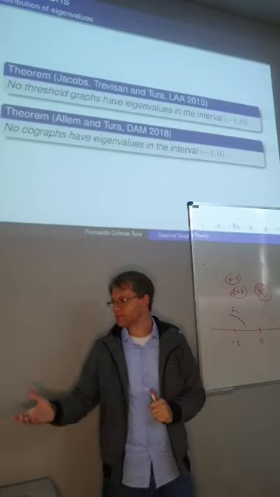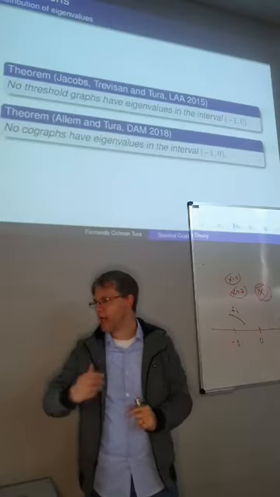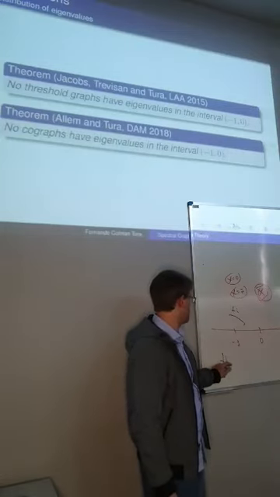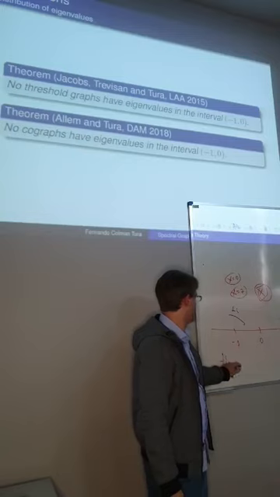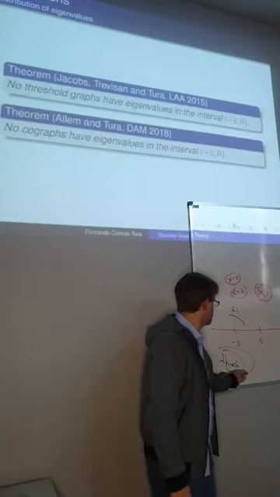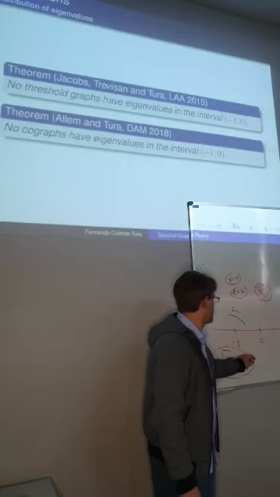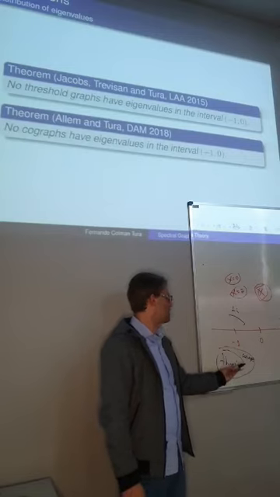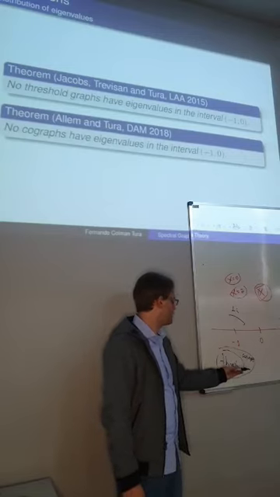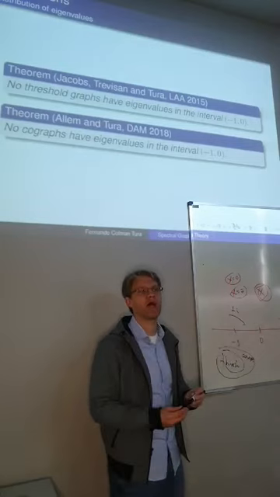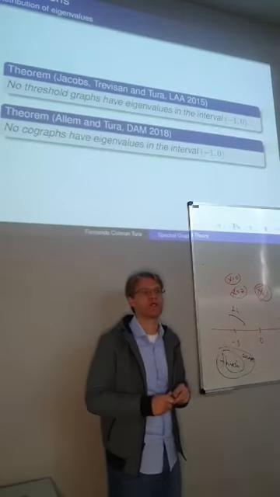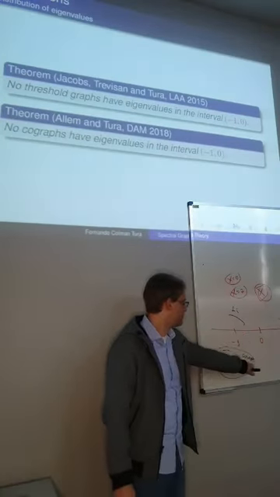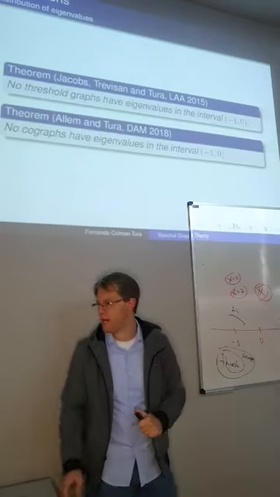After that, Allen and me, we extended this result to cographs. Okay? If I consider threshold graphs, and cographs, which is a class that contains threshold graphs. We have proved any threshold graph doesn't have an eigenvalue in the interval -1 and 0. And we extended it to cographs, a class much bigger than threshold graphs. Okay?